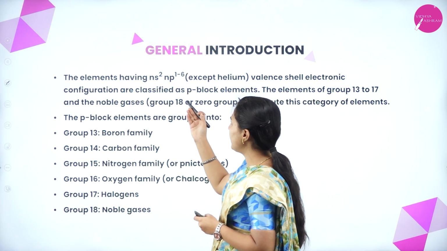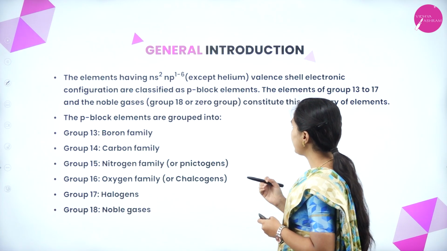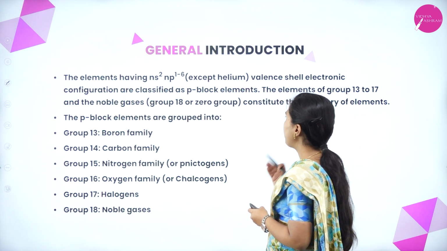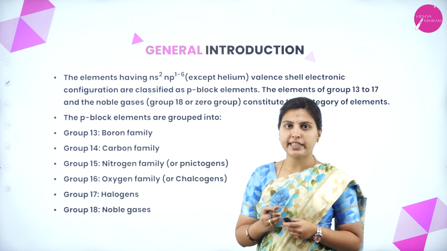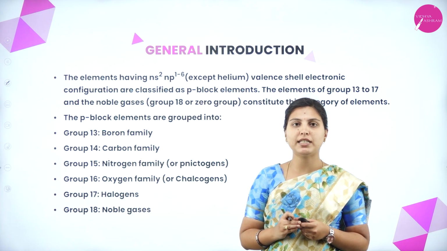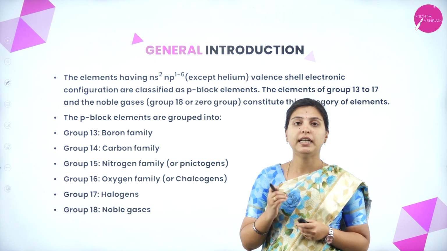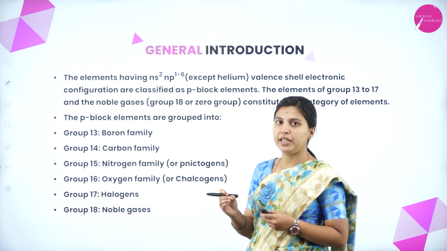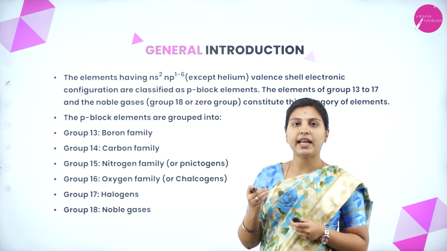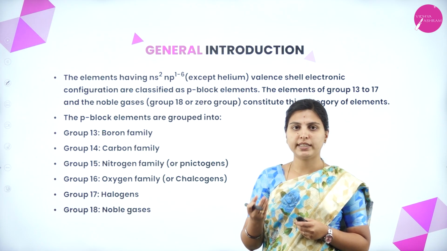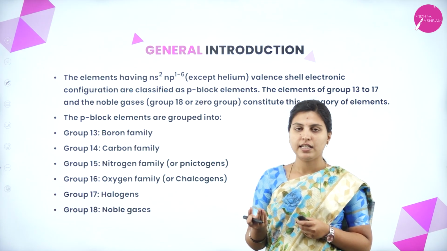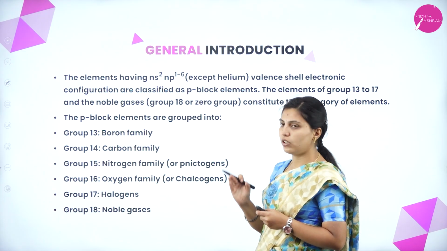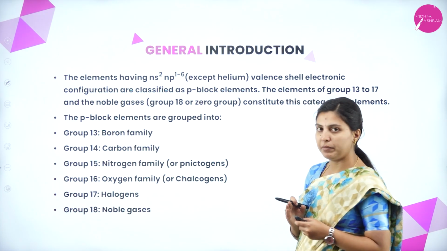The elements having ns2 np1 to 6, except helium, as valence shell electronic configuration are classified as p block elements. In the periodic table, the right side of the block will be considered as p block, from group number 13 to 18. Its electronic configuration ns2 np1 to 6 means p can have 1 electron, 2, 3, 4, 5 or 6. 6 is the complete shell electronic configuration of p. s is already completed except helium, that is okay.